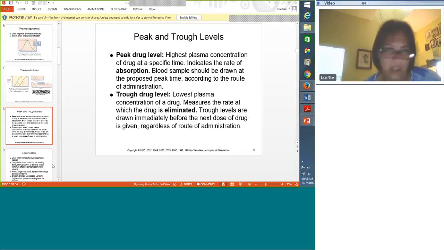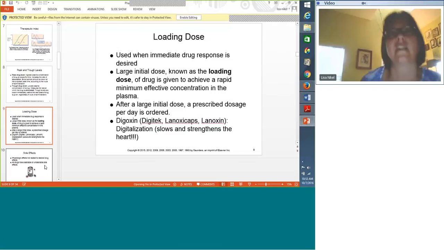All right, the next slide talks about loading dose, another key term you need to be aware of. A loading dose is that a client will get a certain dose of a drug that is higher than the normal routine or maintenance dose that they're going to be taking. And this is needed for certain drugs where we want the client to have an immediate response to the drug, and it's a drug that has a safe profile of being able to do that.